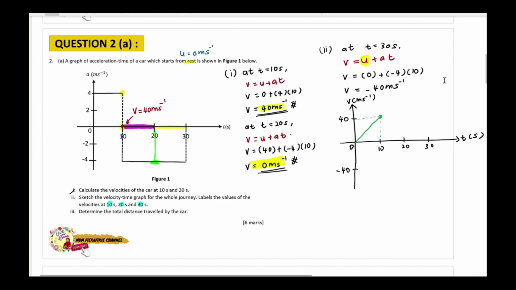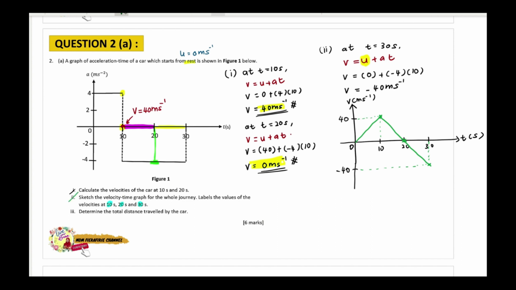And then from 10 to 20 seconds, 20 tu kita dah tahu kan, dia adalah 0 tadi. The velocity is 0. And then at 30 seconds, the velocity is -4. Okay, so kalau kita sambungkan, kita nampak dia mesti turun ke bawah macam ini. Sambung. Boleh? Dah siap kita punya graph. Okay, so finish number 2.